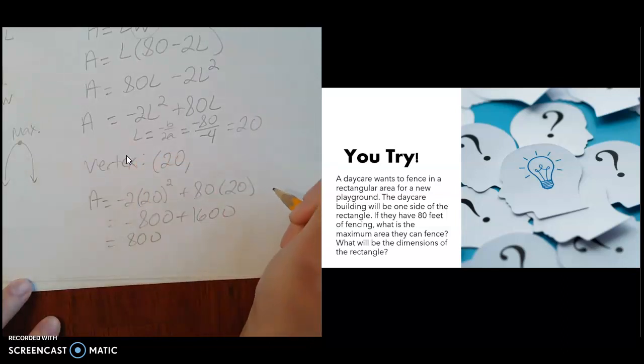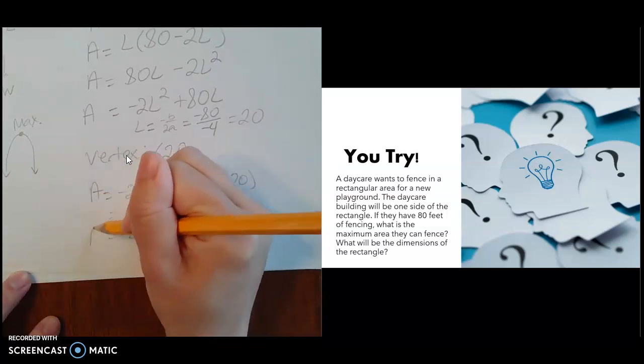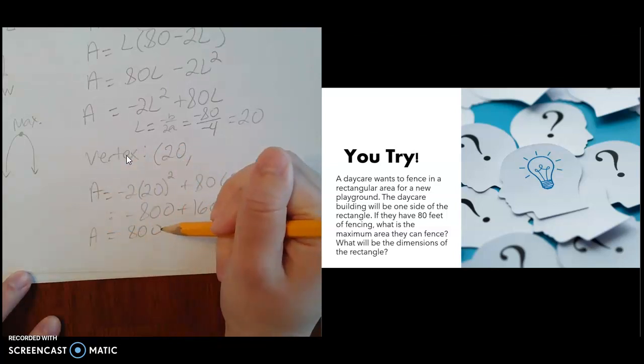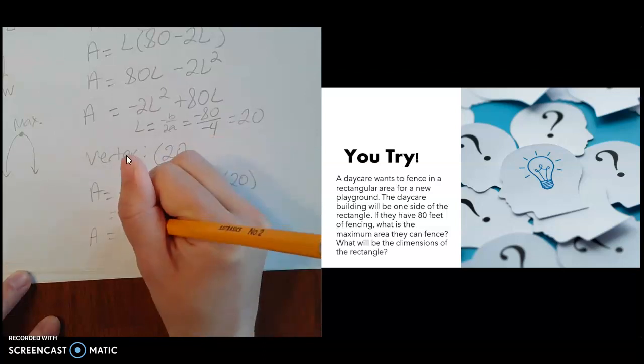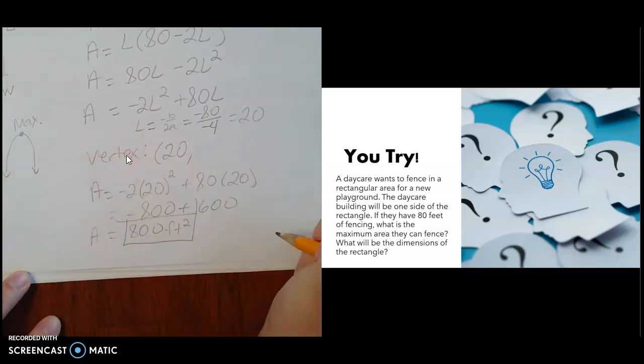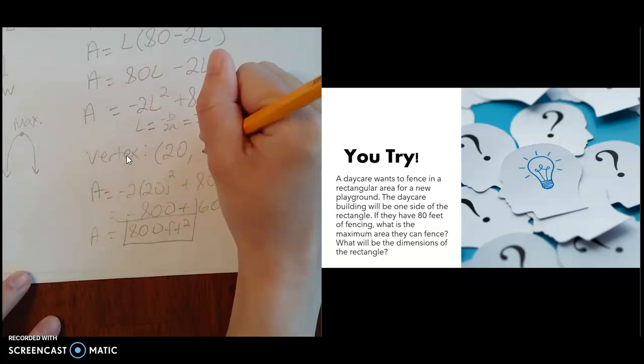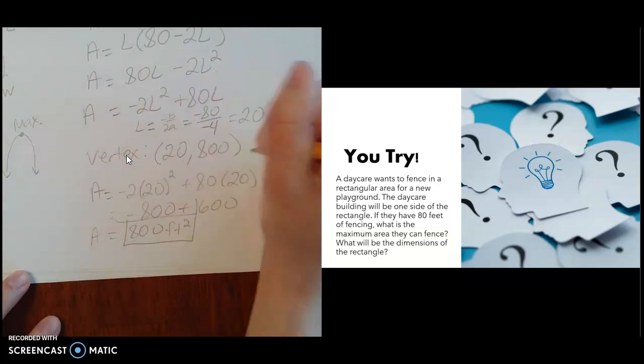Whew, lots of math there, but we finally got it. Our maximum area is 800, and our units were in feet. So this will be square feet. There it is. And that's the y value of our vertex, 800.